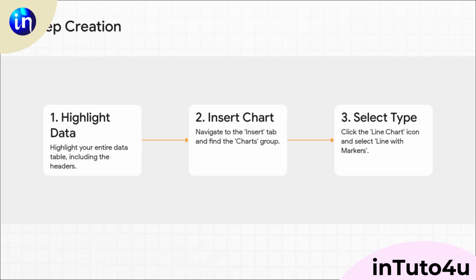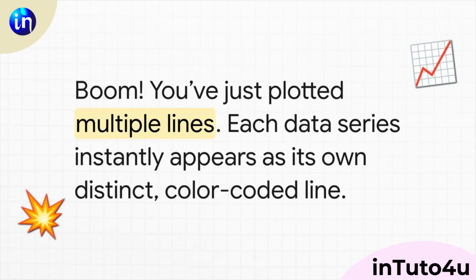Now, here's a little pro tip. I always choose line with markers. Why? Because those little dots pinpoint the exact data for each month, so there's no guesswork. It just makes it so much easier to read. And boom! Just like that, you have a chart. Each one of your data series, your 2024 sales and your 2025 sales, is instantly right there, each with its own color-coded line. That's the basic framework, and it took what?